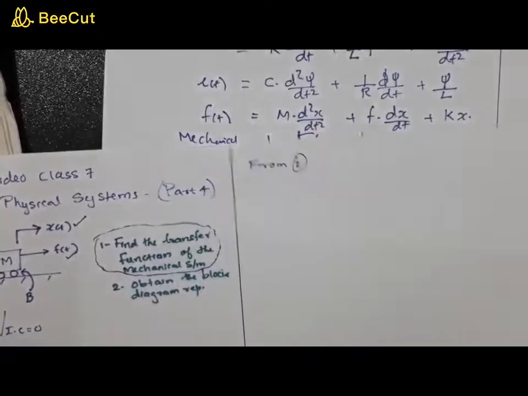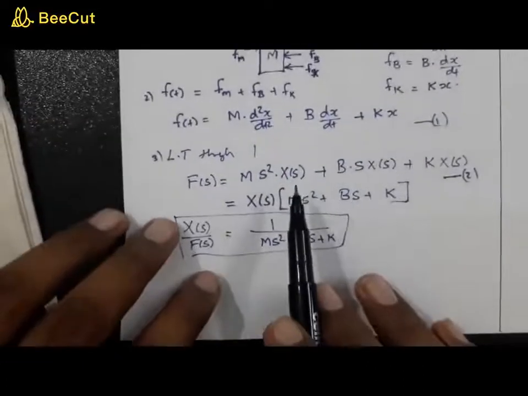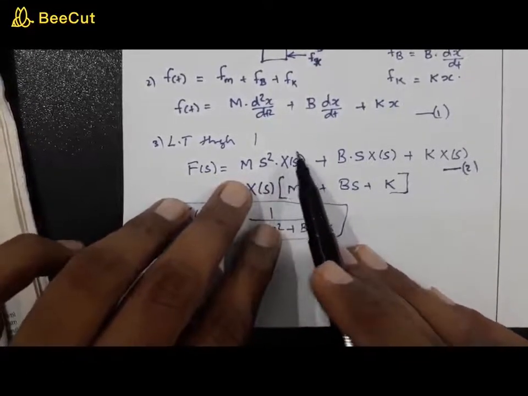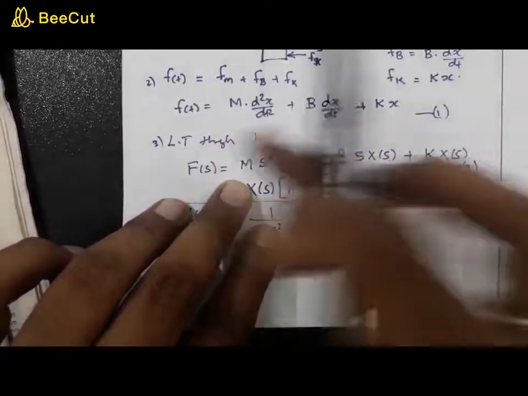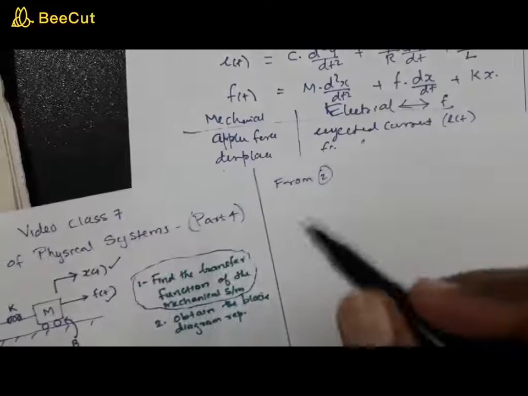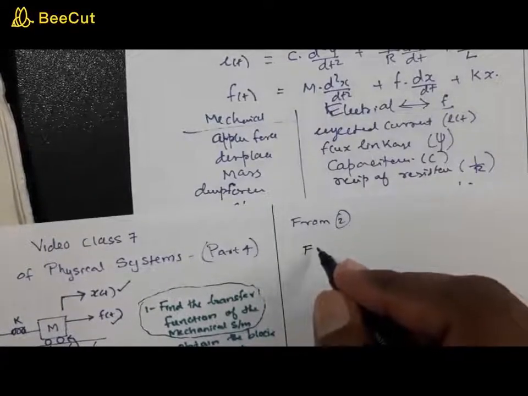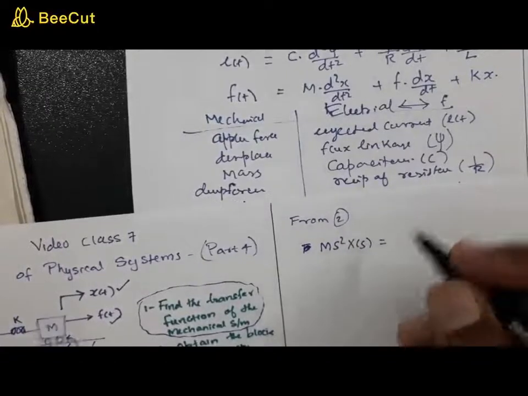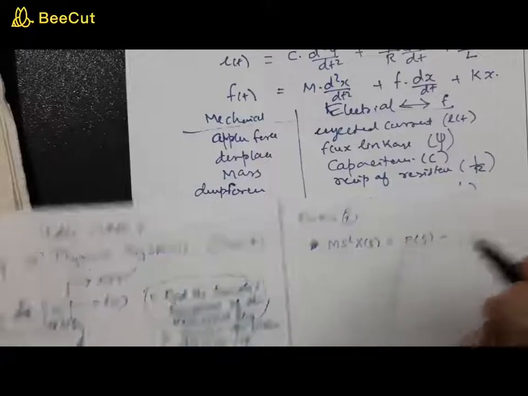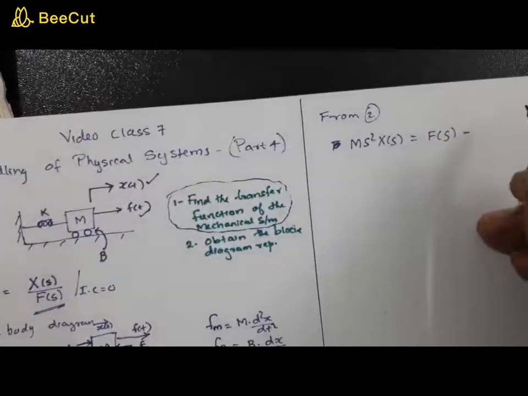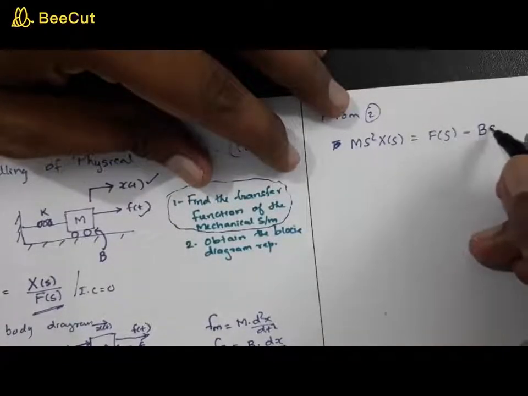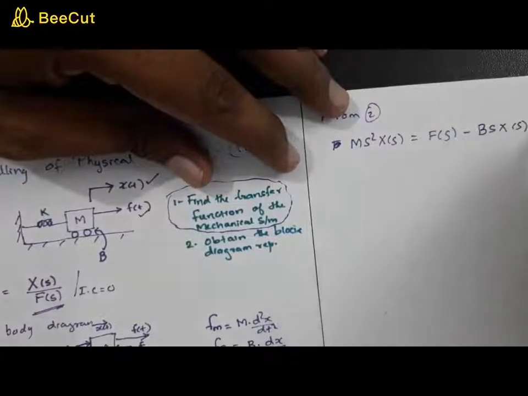I'm going to find the expression for m into s square into x of s from this equation, so that you can bring these two terms to this side. That equation becomes m s square into x of s equals f of s minus b s into x of s minus k into x of s.